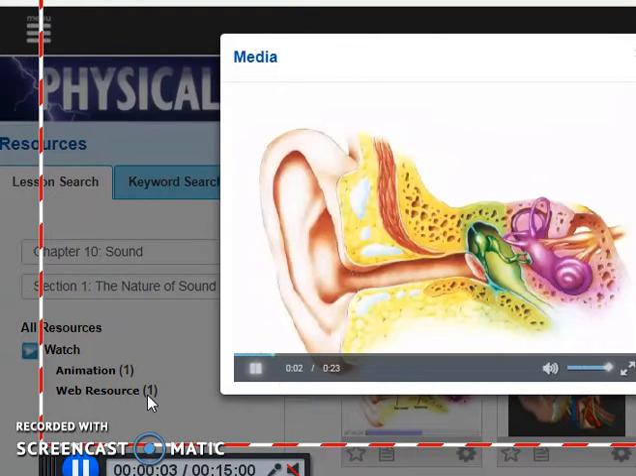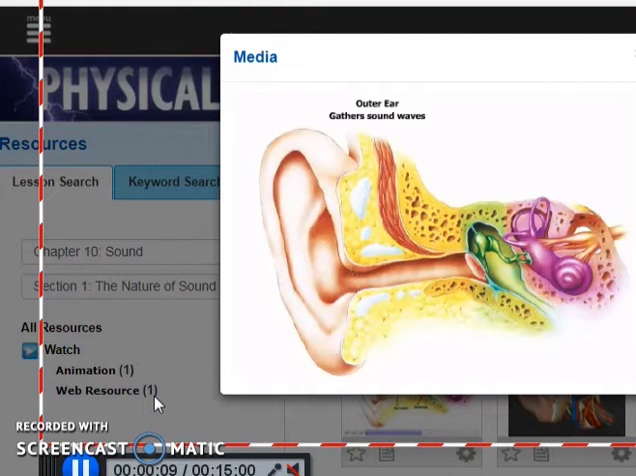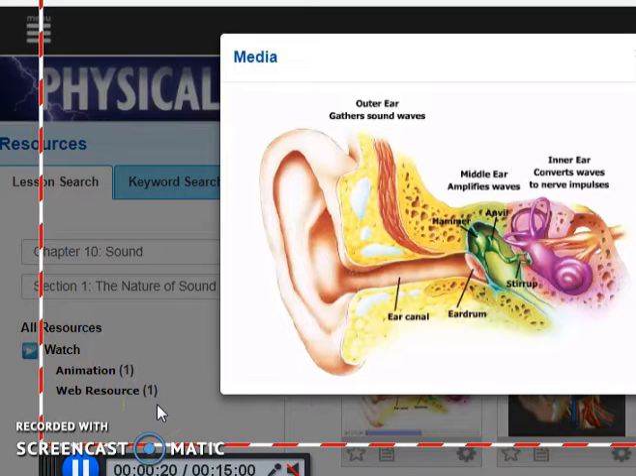The ear has three regions that perform specific functions in hearing. The outer ear gathers sound waves and consists of the ear canal and eardrum. The middle ear amplifies waves and consists of the hammer, anvil, and stirrup. The inner ear converts waves to nerve impulses and contains the cochlea.